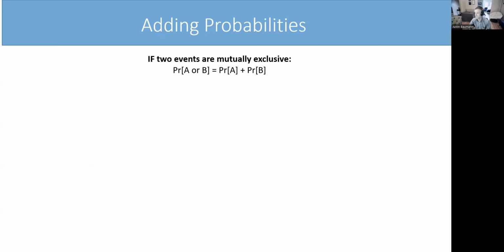Okay, sometimes we want to know the probability of 2 things happening, or of one thing or another thing happening. If 2 events are mutually exclusive, we might want to know what's the probability of A or B happening.